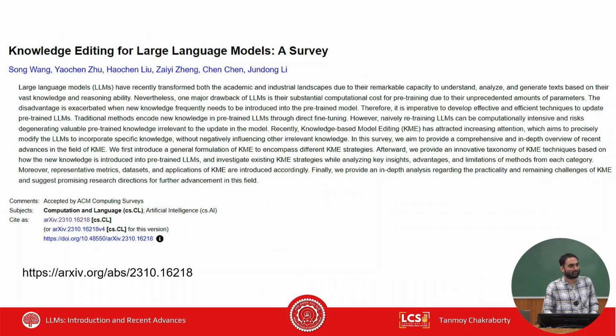This is the survey paper that I strongly suggest you guys to read. This is a survey paper on knowledge editing. Many methods are presented here in a very nice way. I read this survey paper, and I also want you guys to read this survey paper. So after this lecture, I request you to read these three papers, and hopefully things will be clear. Okay, thank you.